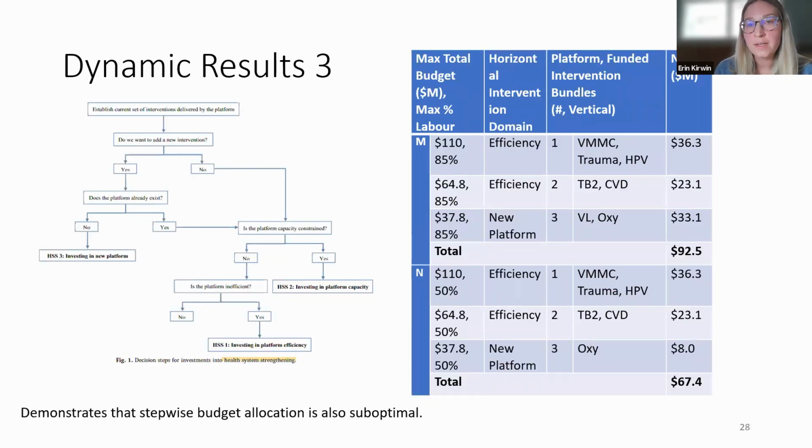So finally, there's a third example to demonstrate the inefficiency that arises when you consider each type of horizontal intervention in a stepwise manner as suggested by this diagram. So here I considered each of the platforms in turn, allowing the most efficient horizontal intervention to be implemented for each platform. So in the first scenario, which is scenario M, the total net monetary benefit is $92 million, and that's $13 million less than with the diagonal approach. And then in the second scenario, the labor constraint is binding, and the net monetary benefit is reduced by an additional $25 million.